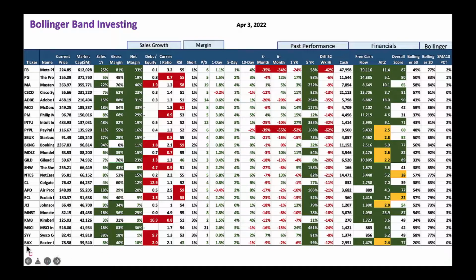We got Baxter as an example. One of my favorite stocks at times. You could buy this one also. Look, it's got a lot of room to run here. It's also at its 10-day SMA here. You could buy this one also. All right, so let's look at a few more here.